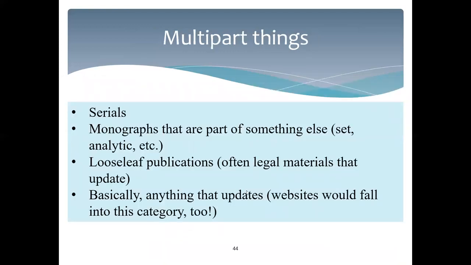So, multi-part things, kind of as we wrap up here. Multi-part things are things like serials, monographs that are part of something else. They could be a part of a set, an analytic. Loose leaf publications, these are often legal materials that update, which means you'll get a packet in the mail and it'll tell you to remove these pages and replace them. Or it may just tell you, put these all in a binder, or pull these supplements and replace them.